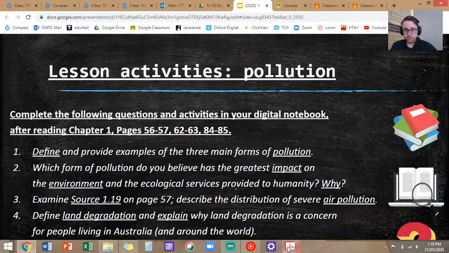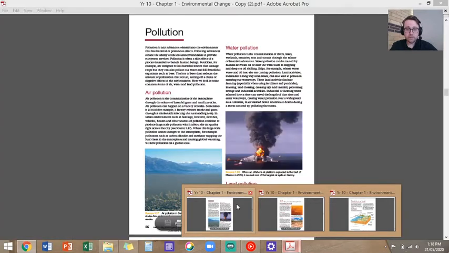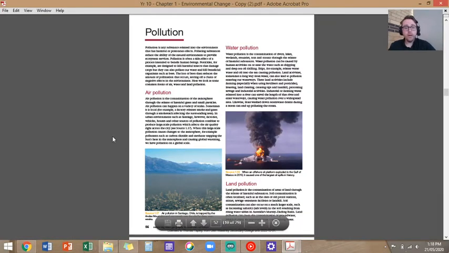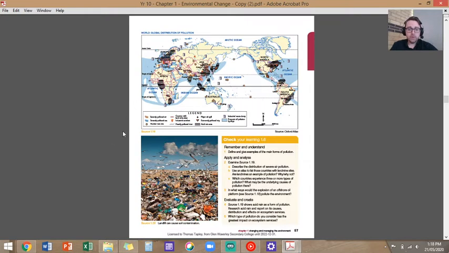I will show them to you first. So we've got 56 and 57. They're all in Chapter 1, which is in Google Classroom and Compass. So 56 and 57 gives you a basic overview of pollution. You can see they talk about air, water, land. They've got a little map here. So that should give you some information about pollution.